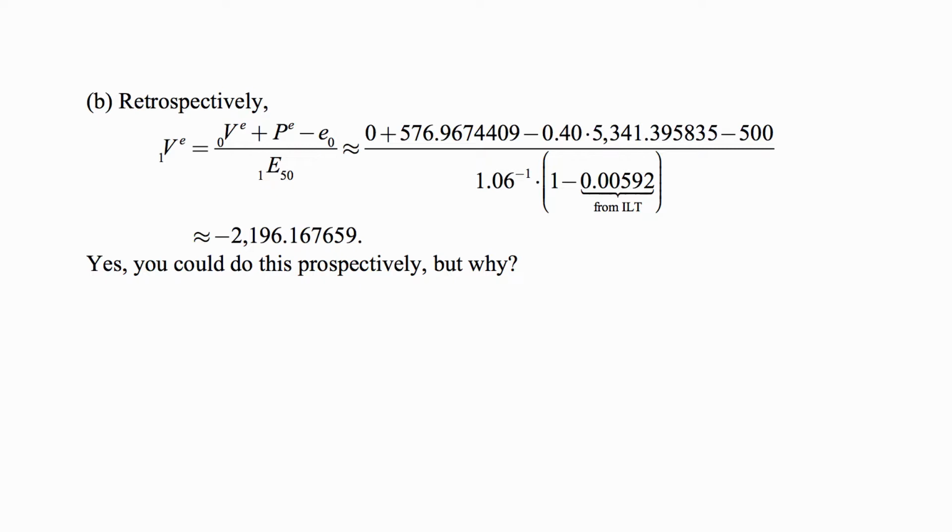The expense reserve at policy duration 0 at the beginning is 0, plus the premium for the expenses we just calculated, minus expenses at time 0, which is 40% of the gross premium, and 500. And after all this, we plug it all in and we do the calculation, and we get negative 2,196.167659 approximately. And of course, you could do this prospectively, but why? You would have to go through a lot of painful calculations. It's completely unnecessary. Retrospective calculation is by far the best in this case.